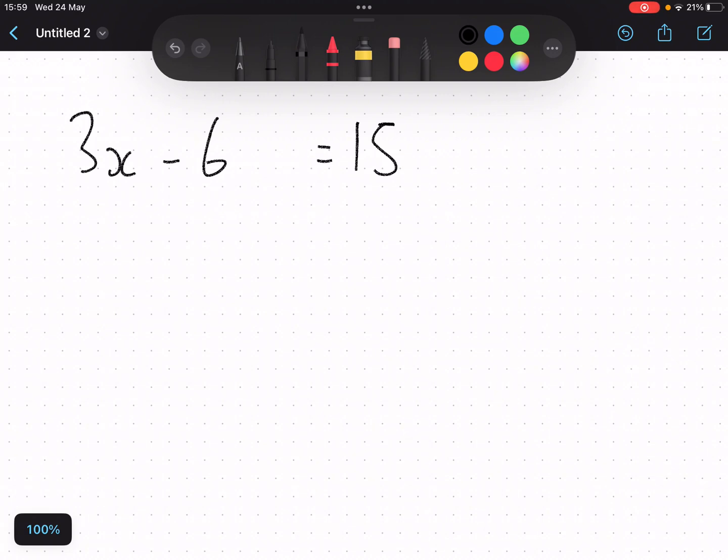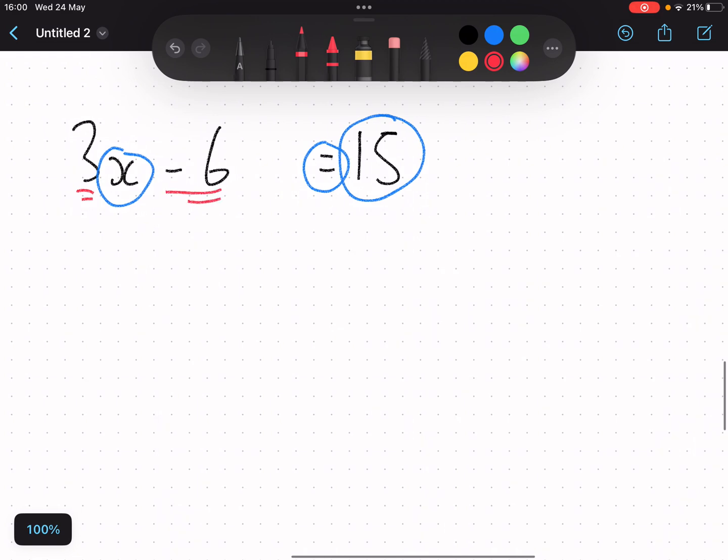All right, so I'm solving for x again. What I want to end up with here is x equals some number. So what do I need to get rid of here to be left with x equals a number? I need to get rid of the 3 in front of this x, and I need to get rid of that minus 6 as well. So I need to get rid of the minus 6, and I need to get rid of the coefficient on the x, the 3 in front of the x.